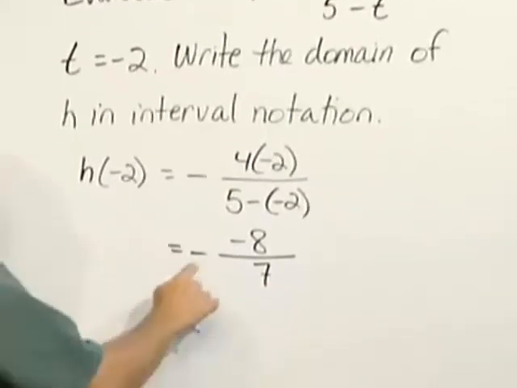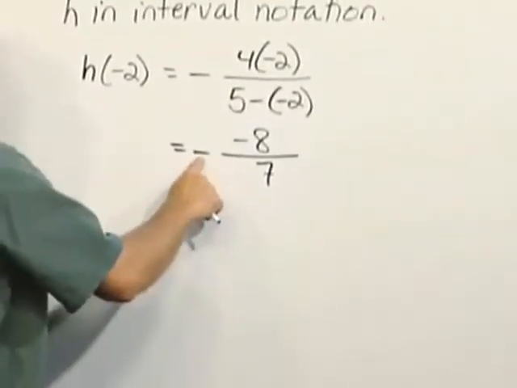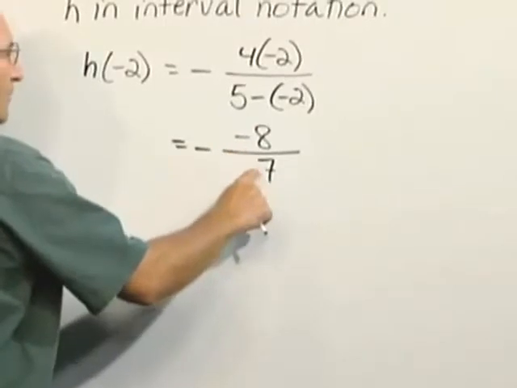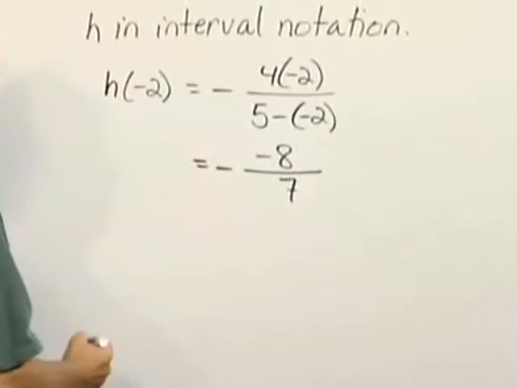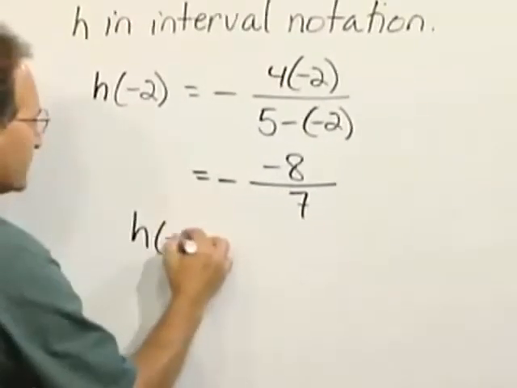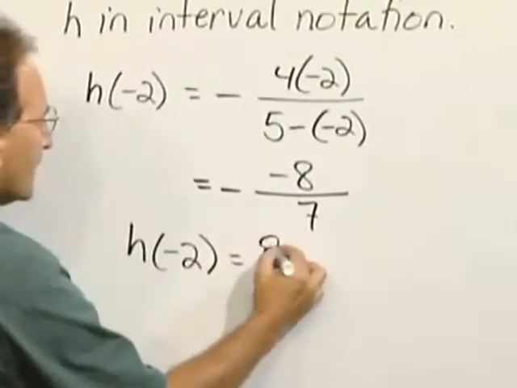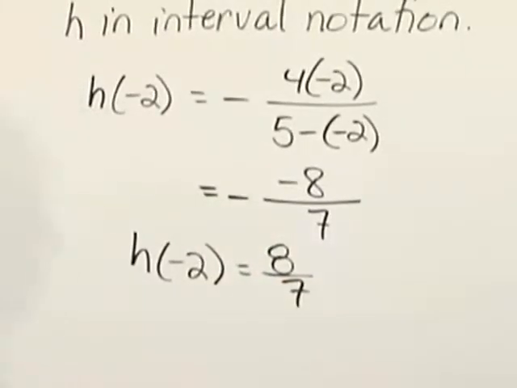And then finally, we have, again, the opposite of negative 8 over 7. The opposite of negative 8 over 7 would be positive 8 over 7. So h of negative 2 equals 8 sevenths.